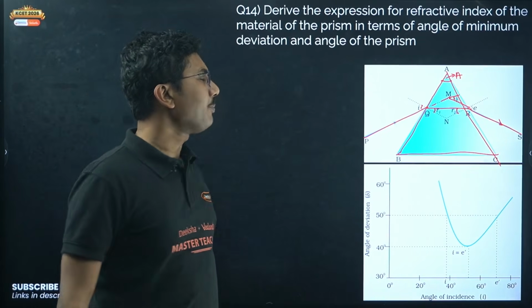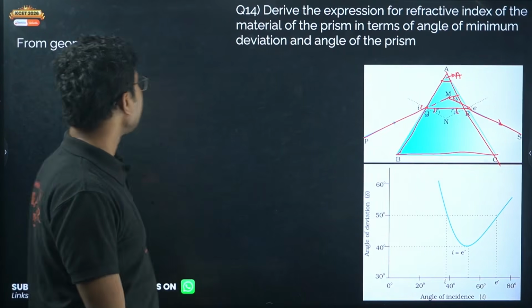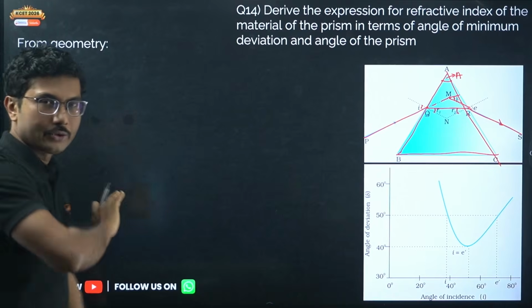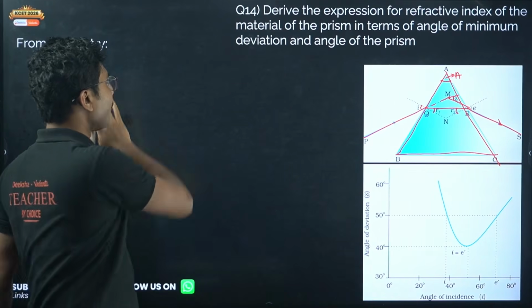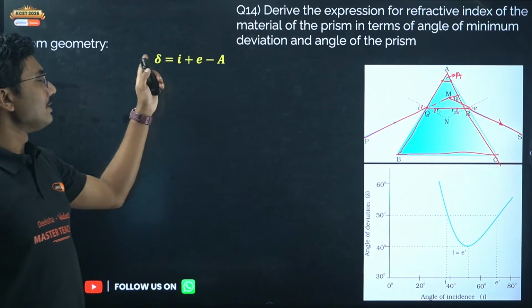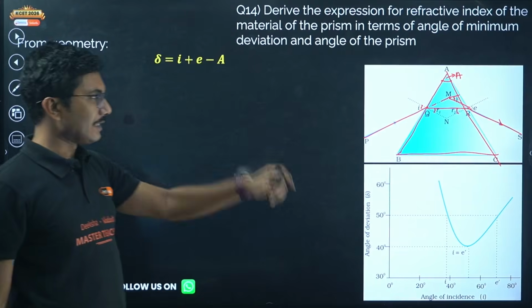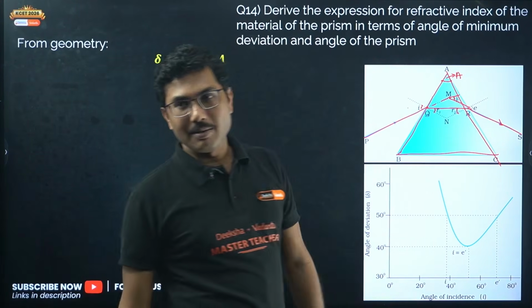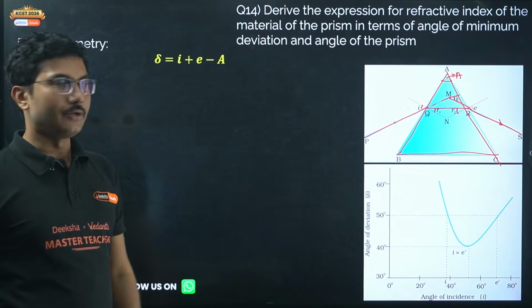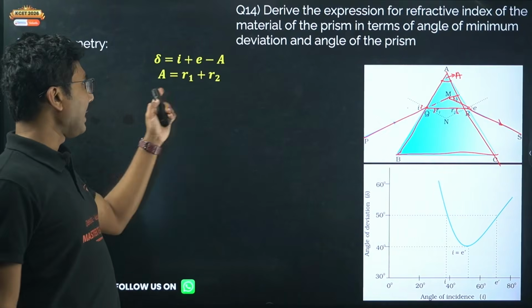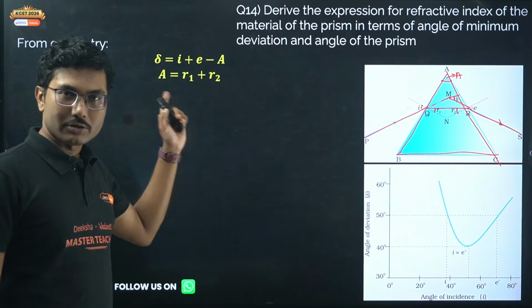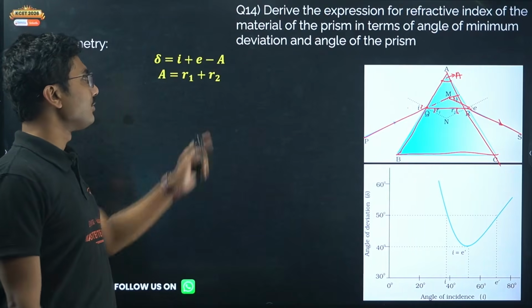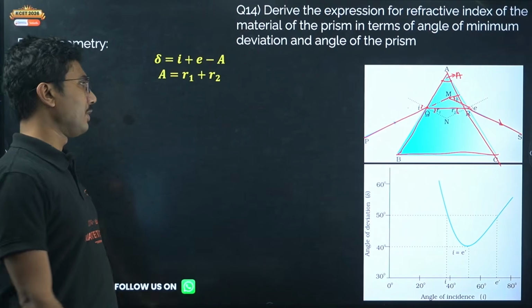This is the first diagram, and then you have to mention that from geometry, you don't need to do the geometrical derivation, but you have to write from geometry delta is equals to I plus E minus A. So if you know this is I, this is E, then I plus E minus A gives you the delta value. Okay, now A equals to R1 plus R2. This can also be proved from geometry. So these two can be proven from geometry.